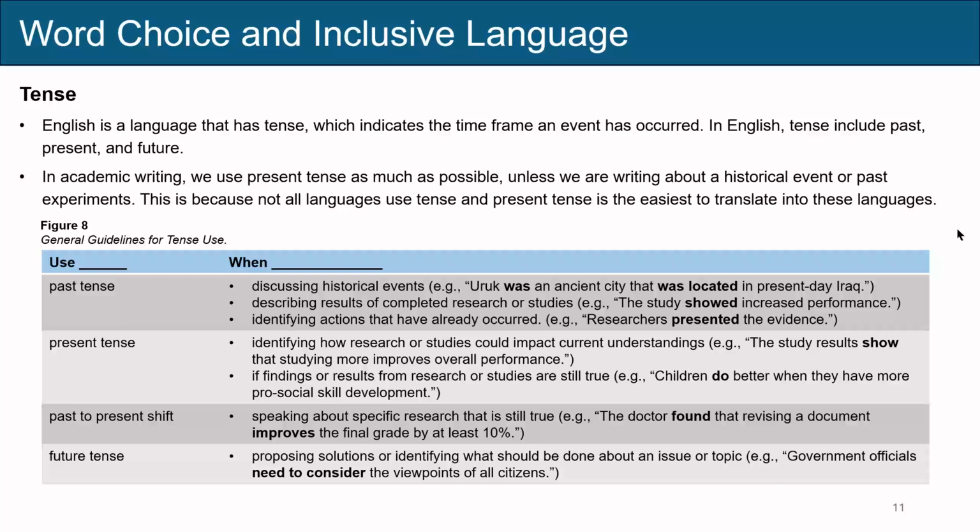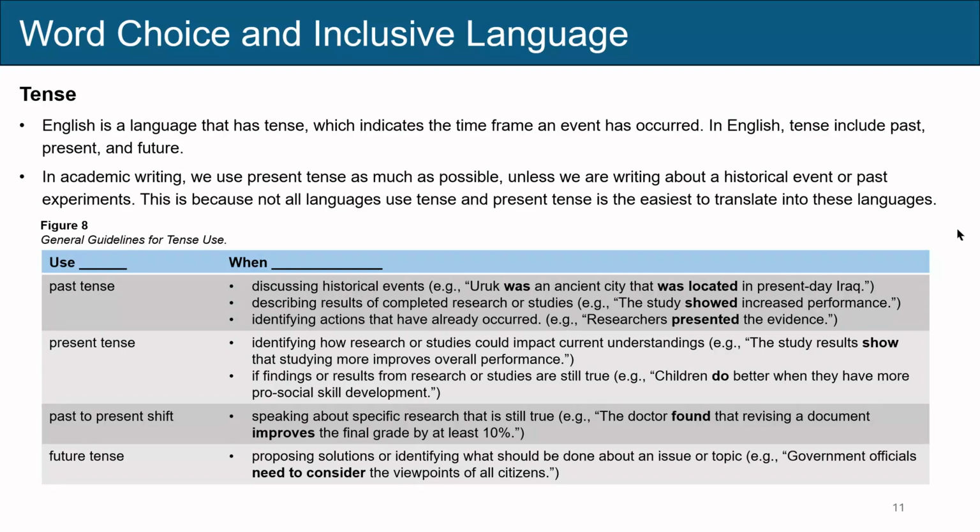Now, tense. English has tense. Not all languages have tense, so this can be a difficult piece if you are learning English from a language that doesn't use tense. In English, we have past tense, for when we're speaking about things that have happened; present tense; and future tense, for things that we expect will happen in the future.